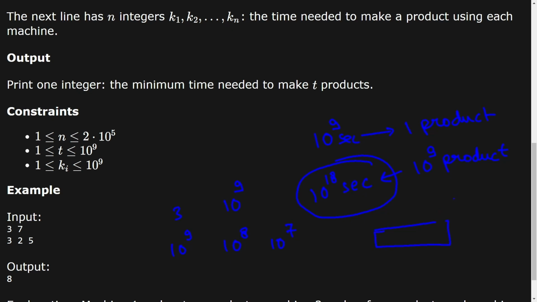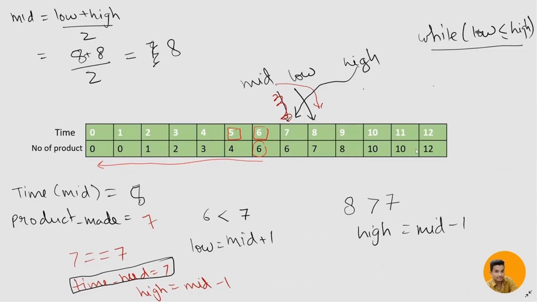Hence, taking these constraints, our high value is situated at such a high index. It is present at this many seconds, right? Because we are giving low and high as our time, right? So 10 to the power 18, this is time, and this will be pointed to by high. So that's why I am keeping this high as 10 to the power 18.